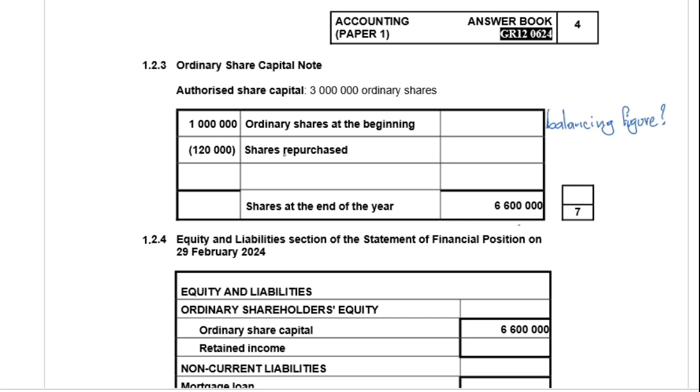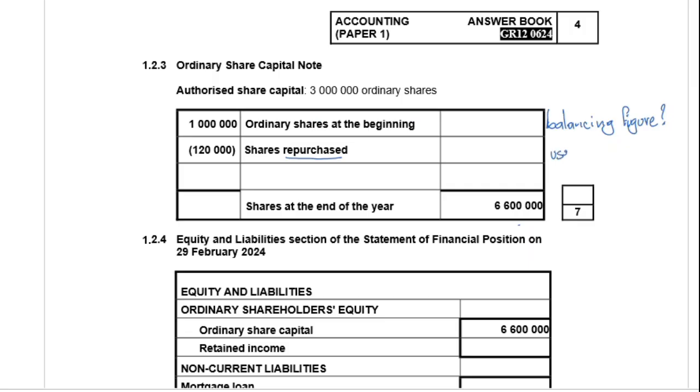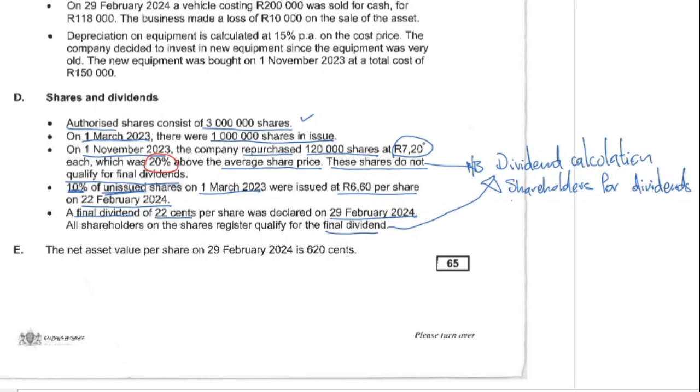In terms of the share repurchase, can we find the value of shares that were repurchased? We know that we calculate the value of the share repurchased using the average price and not the repurchase price. The question tells us the shares were repurchased at 7.20 Rand, which is 20% above the average price.